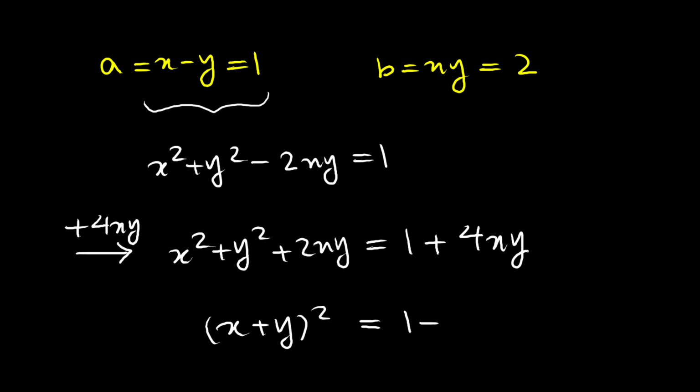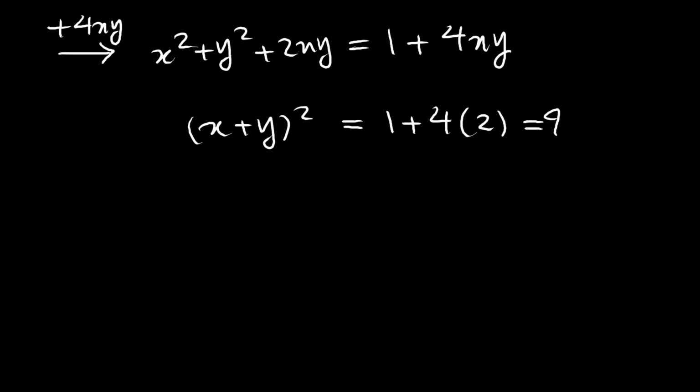Now, obviously, the left-hand side is going to be the quantity x plus y all squared, and the right-hand side is going to be 1 plus 4 times 2, because x times y is 2, so the right-hand side is going to be 9. So if I take the square root of both sides, I'm going to have x plus y equals positive or negative 3. So basically, we have two cases for the values of x plus y.